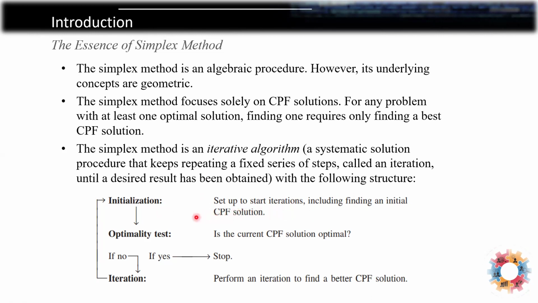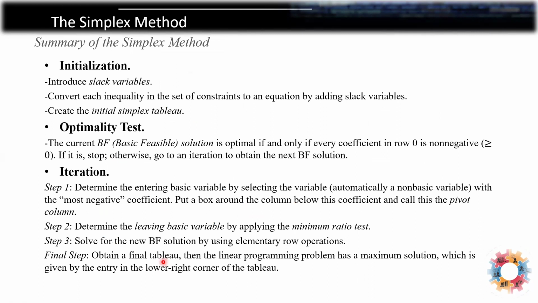If you want to test whether the initial CPF solution is optimal, then you use the optimality test. And later we will emphasize what we mean by when a given CPF solution is an optimal solution. Now, if the CPF solution is not optimal, you repeat the iteration. But if it is an optimal solution, then you can stop. We summarize the method as follows.